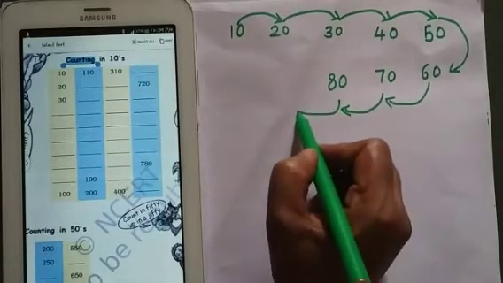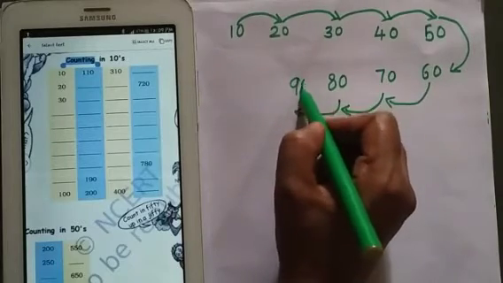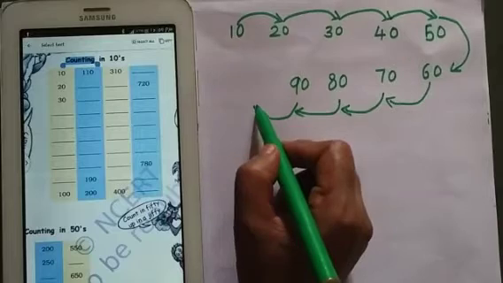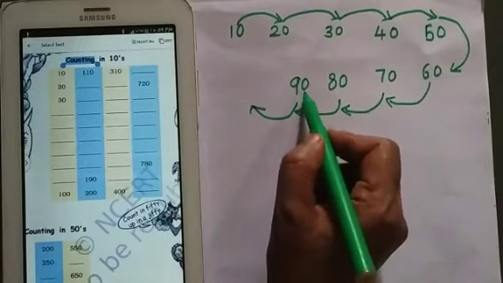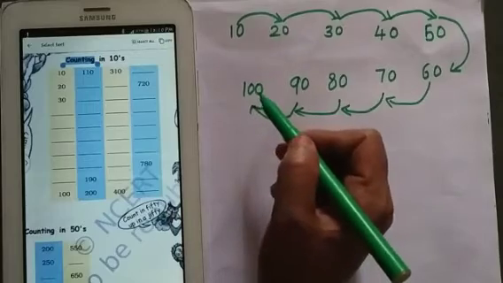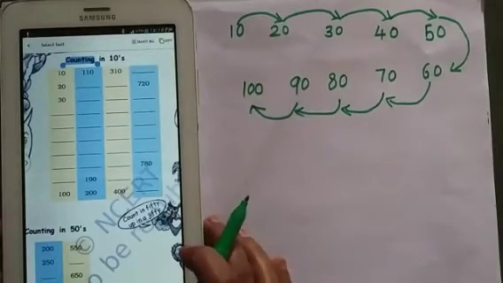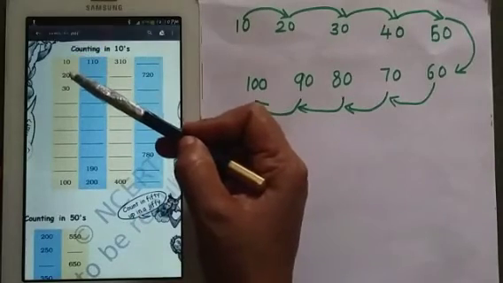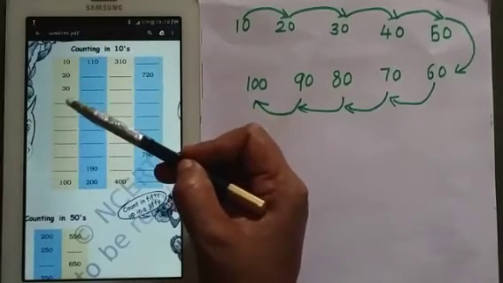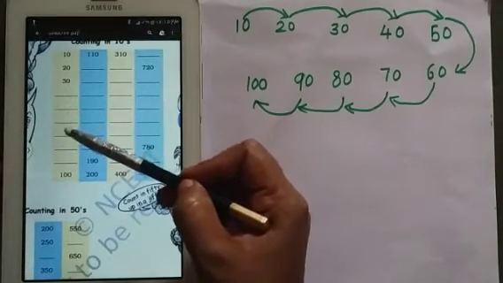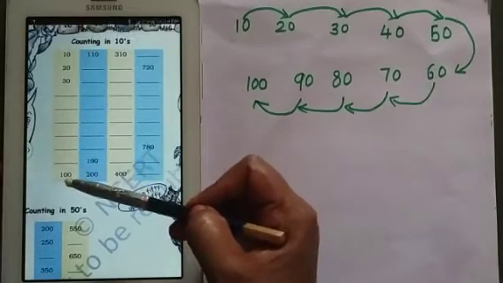After 80, skip 10 numbers, 90. And when we are skipping 10 numbers after 90, that is 100. Yes. So same way you have to complete this task. See, 10, 20, 30, here 40, 50, 60, 70, 80, 90 and 100.